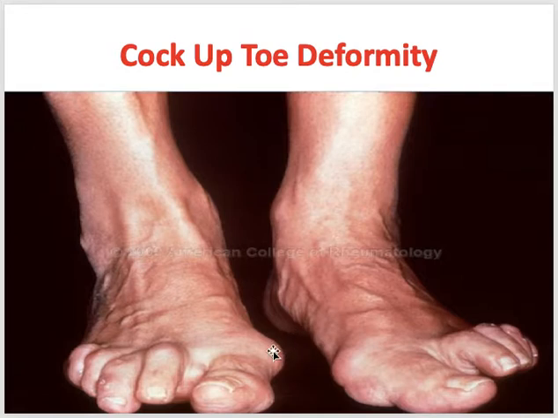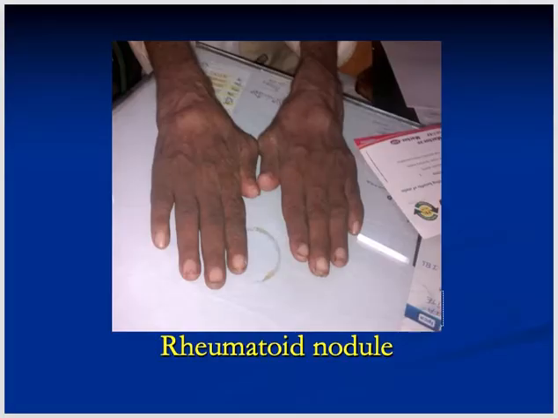Of course, when we examine the joint, we can find some mechanical joint damage, like loss of motion, instability, deformity, crepitus. What is crepitus? When we move the joint, we hear the sounds. So all these things we can find. We can find flexion contractures. Okay, guys. Other than this, you can see, this is rheumatoid nodule. I will show you later.